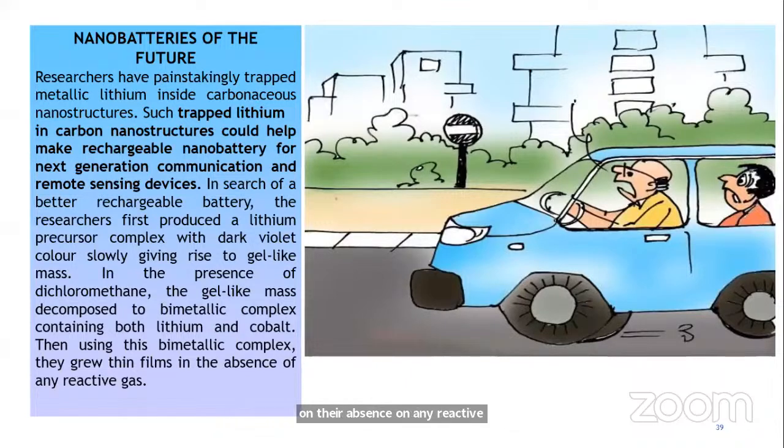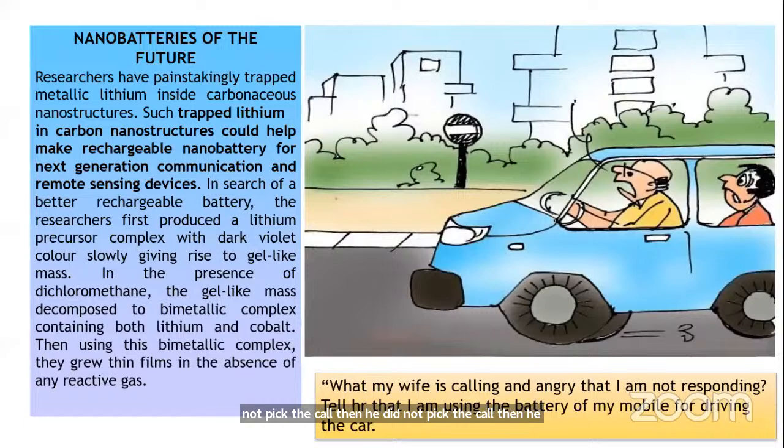You can see this picture where a professor is going for a conference and a research student is sitting at the back, and then the professor's wife called the professor, but he did not pick up the call. Then he says, why is my wife calling and angry that I'm not responding? She called the research scholar and he says, tell her that I'm using the battery of my mobile for driving the car. These are not far-fetched, because the smaller the battery, the capacity will be high. The power density and charge density will be high, and that can be used even as a car battery.